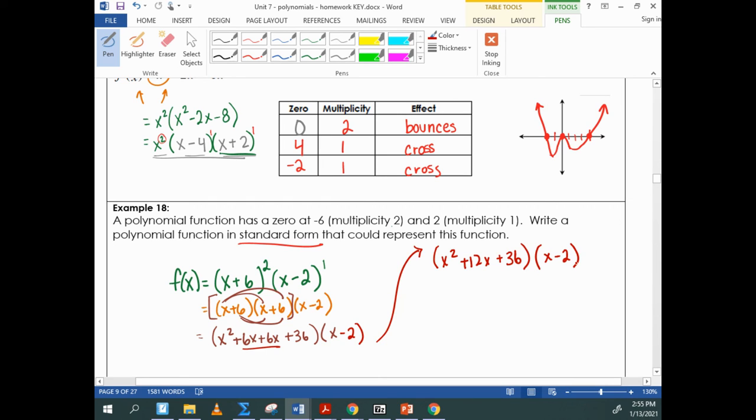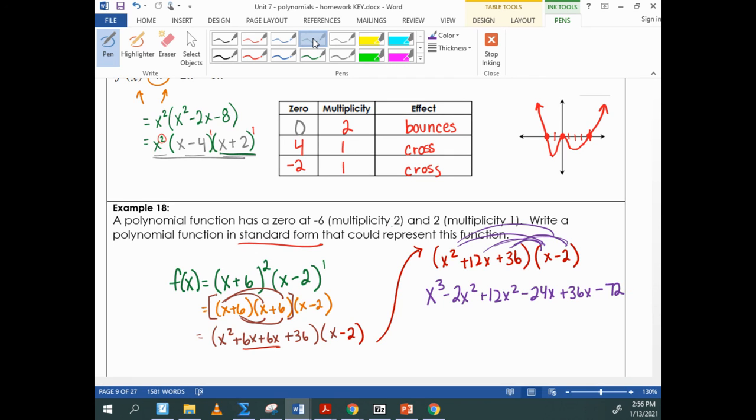All right, now let's go ahead and multiply again. Now we've got to do 6 multiplications. We're going to distribute our x squared to both terms. So I've got x to the third minus 2x squared. Then we'll distribute this 12x to both terms. So plus 12x squared minus 24x. Then we'll distribute our 36 to both terms. So we have a plus 36x. And then 36 times negative 2 is a negative 72.